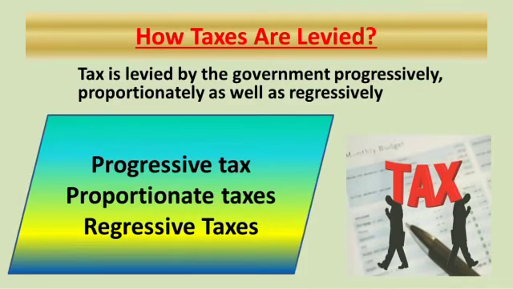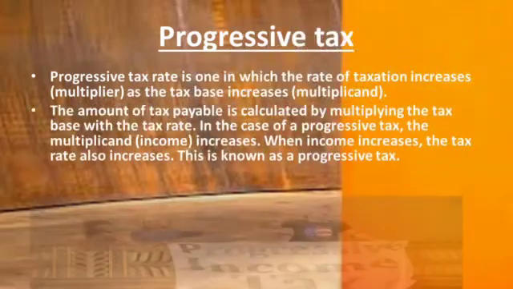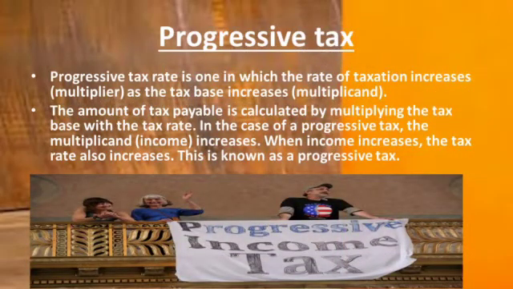Next we will move to how taxes are charged. The tax is charged by the government in three ways. They are progressive tax, proportionate tax, and regressive tax. Progressive tax. Here, the rate of taxation increases as the tax base increases, which refers to the income. As income increases, the tax rate also increases. From this, we clearly know that the rate of tax differs from person to person based on the income.